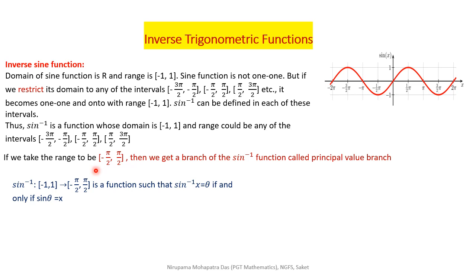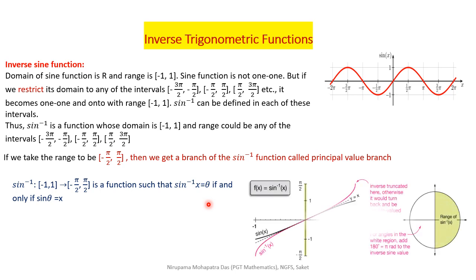So sine inverse is a function from minus 1 to 1 to minus pi by 2 to pi by 2. It is a function such that whenever you take x equal to sine theta, it means theta equal to sine inverse x. It is just like whenever you write y equal to f(x), x equal to f inverse y. For example, if sine pi by 3 equals root 3 by 2, it means sine inverse of root 3 by 2 equals pi by 3.